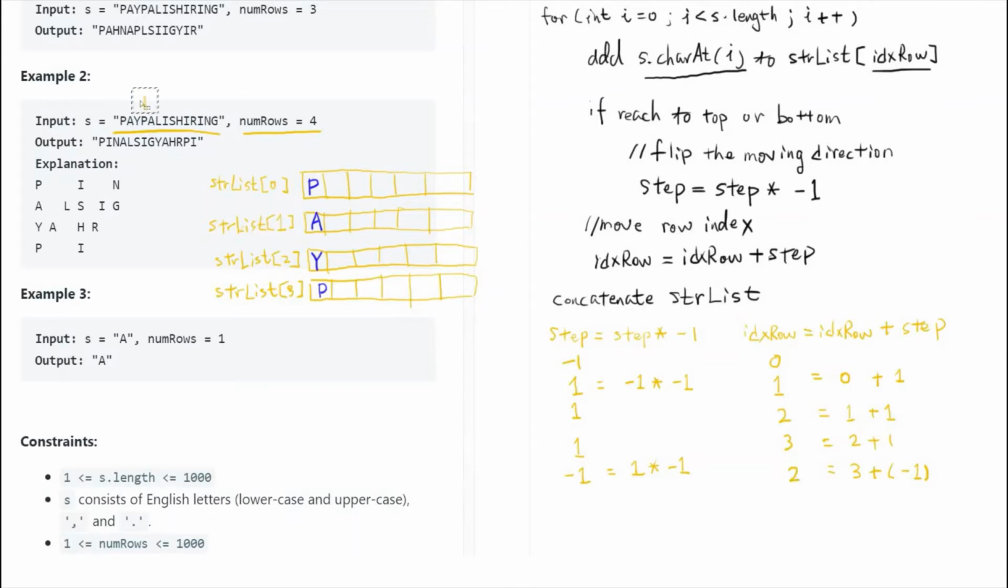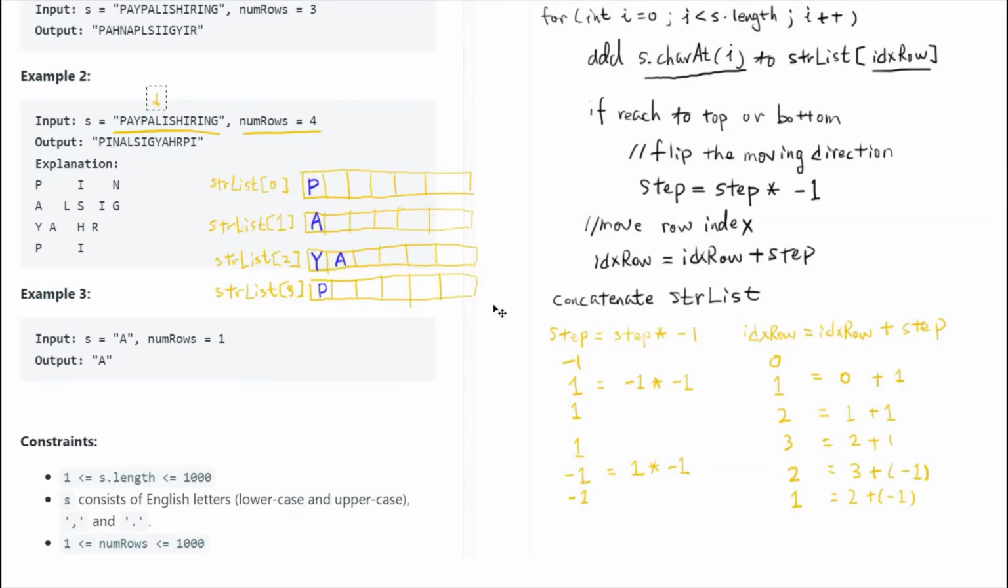Then we move to the letter A. We will add A to string list 2. Then we check if it's at the top or bottom. It's not. Then we move the row index. So the step remains as -1. Then the row index is equal to 2 plus -1 is equal to 1. Then we move to the next character, L.